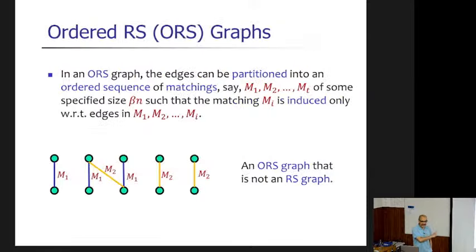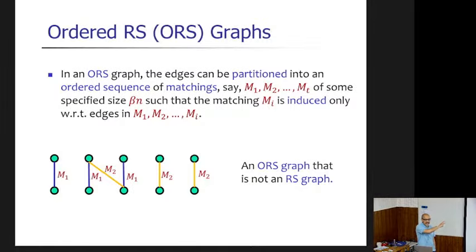Okay, so that problem turns out not to be a real hard barrier. There is a way around that problem if we introduce a small twist in the definition of RS graph. A very small twist, but it will turn out to be very powerful. So what's the twist? It's this new notion called ordered RS graphs.